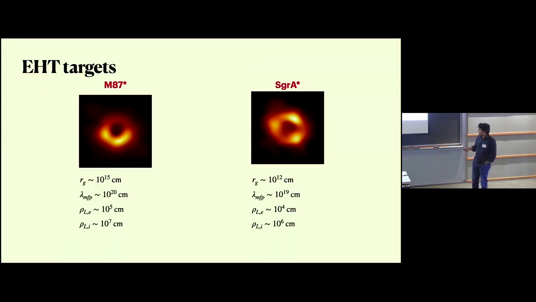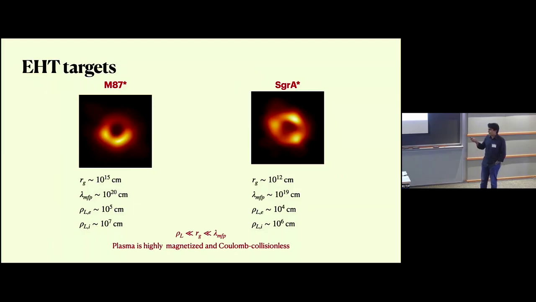So RG is the system scale, the gravitational radius. The mean free path over here is the mean free path associated with Coulomb collisions. And then you have the Larmor radii listed as well for the ions and the electrons. The key takeaway from this slide is that you have this hierarchy of scales, which suggests that the electron-ion plasmas that you're observing here are highly magnetized and are Coulomb collisionless. This is going to be important when I talk about the model that I'll be presenting.